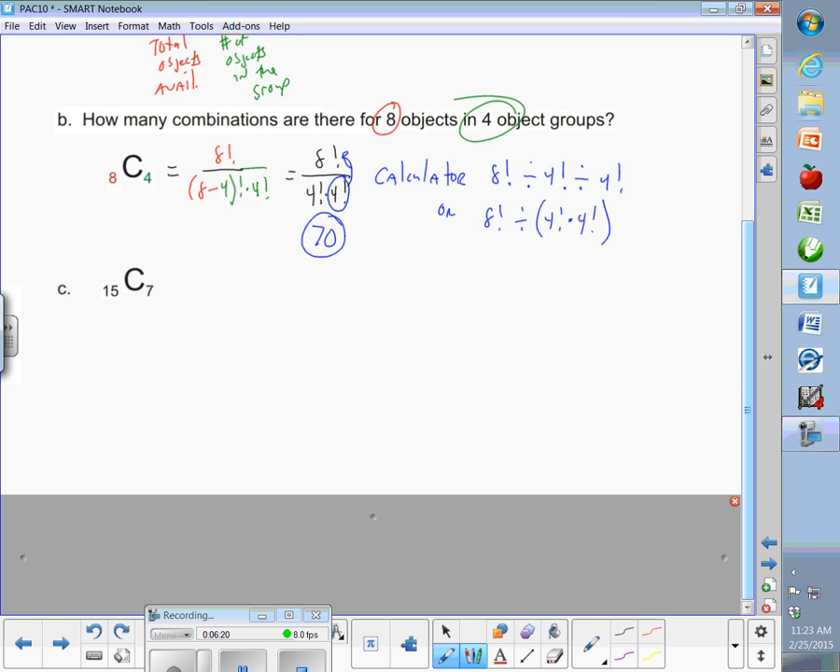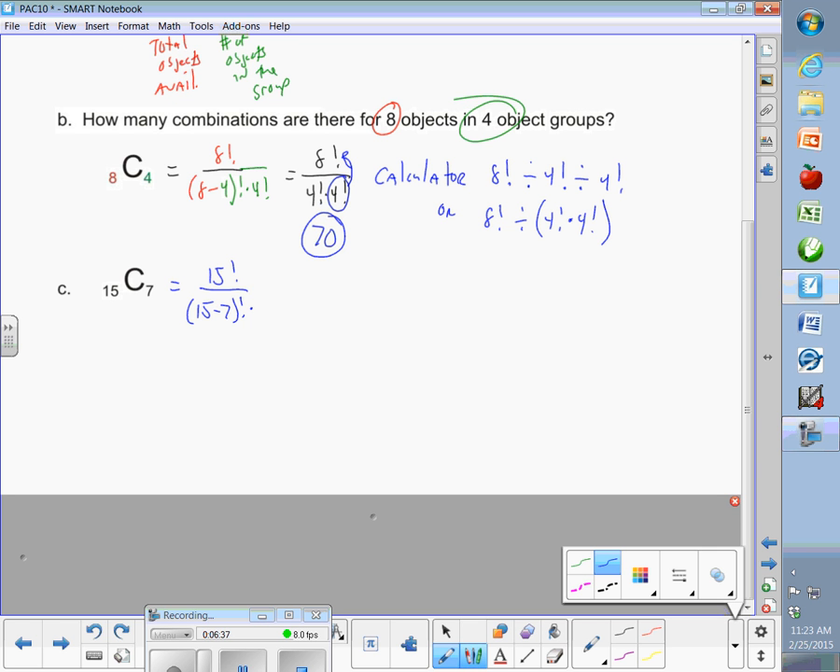Okay, so here we have a combination 15, 7. We have 15 objects in 7 object groups. Again, if you want to, pause the video. But remember, the first thing I want is your formula. 15 factorial divided by 15 minus 7 factorial times 7 factorial. All right, as long as I see the formula, that's good. Again, what would this be? Simplified, 15 factorial over 8 factorial times 7 factorial.